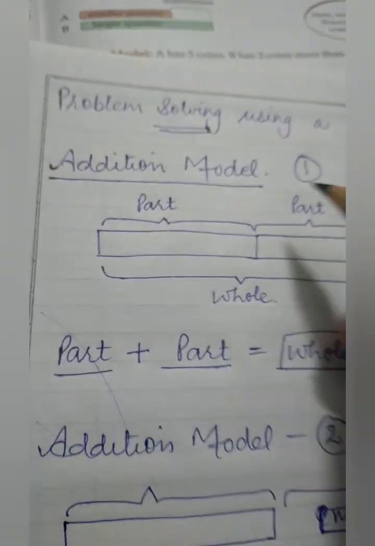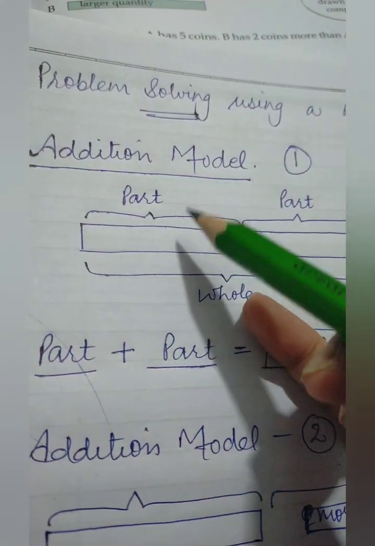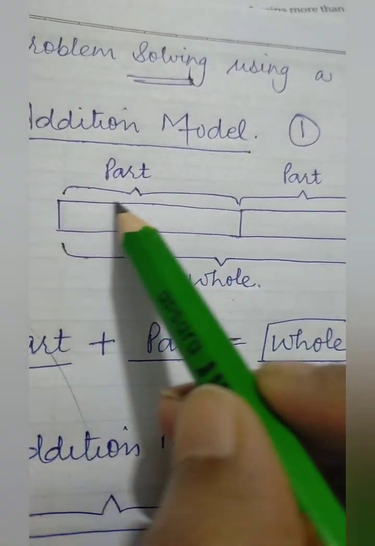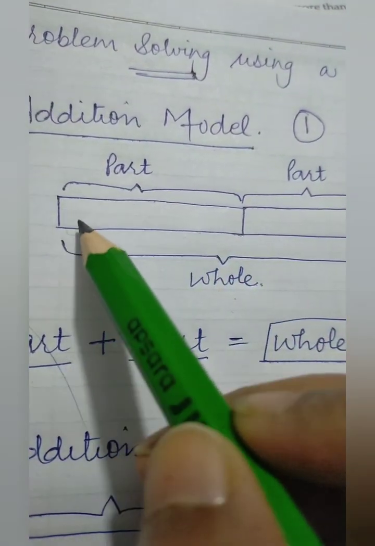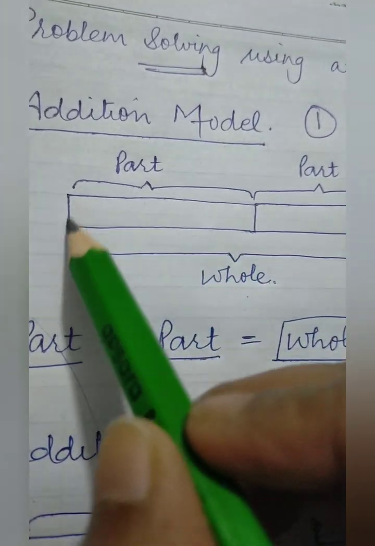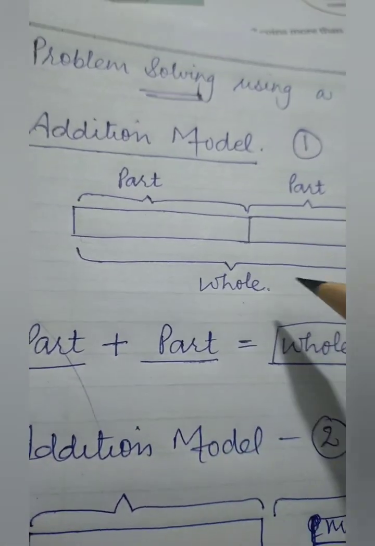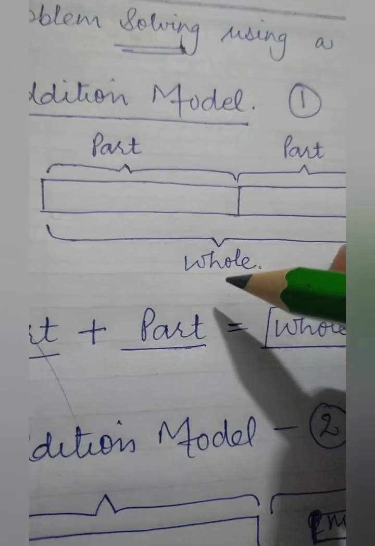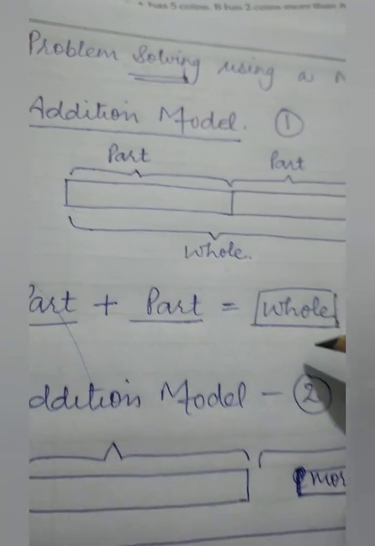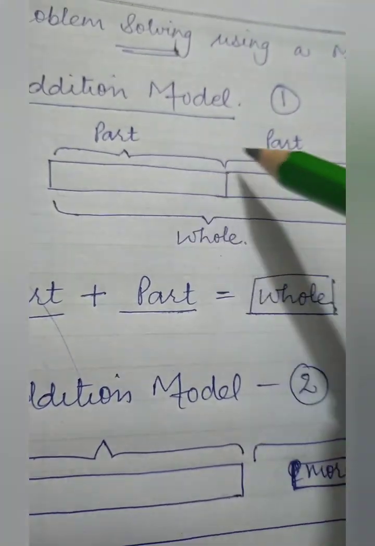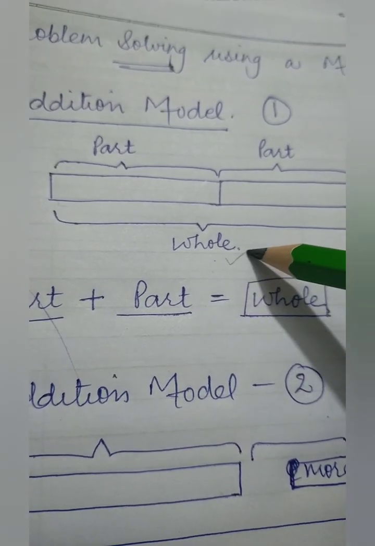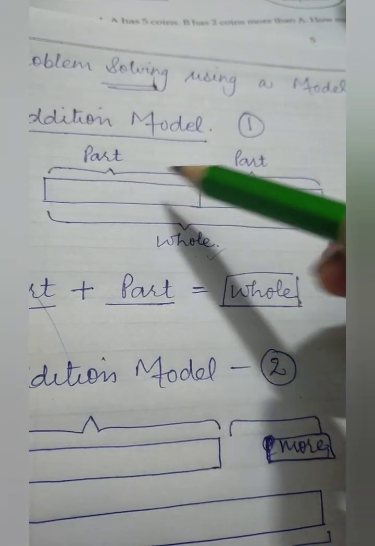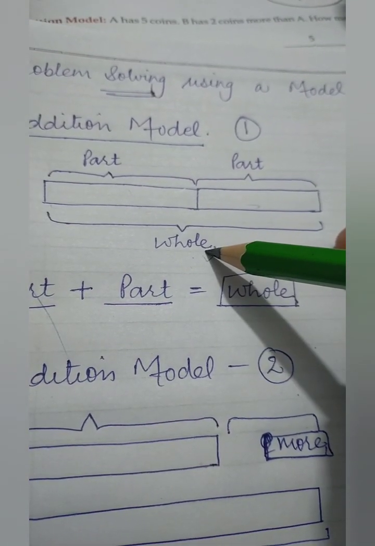Here I am going to tell you the addition model. There are two addition models that we can draw. In models, the bars are drawn and these are of rectangular shape. It depends upon the sum given to you which type of model we have to draw. Sometimes we are given the two parts and we have to find out the total. In that case we use this model: part 1, part 2, and we have to find out the whole.